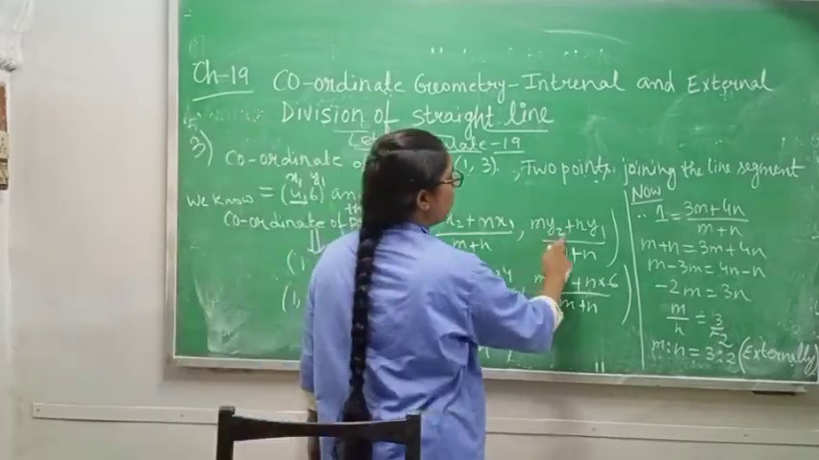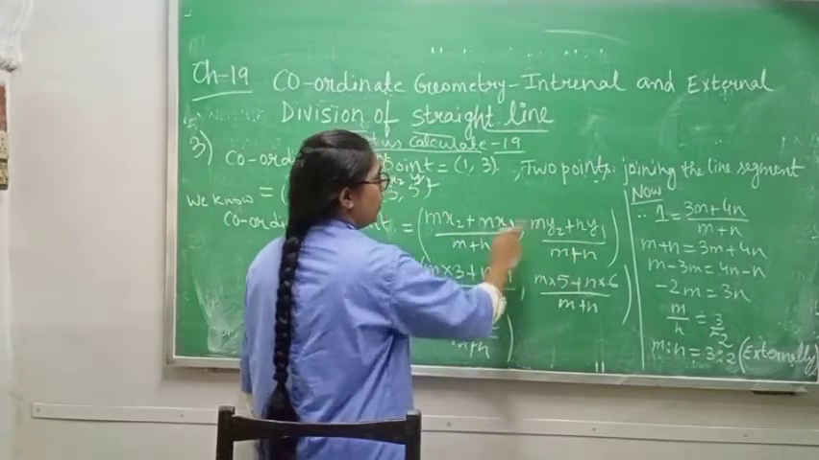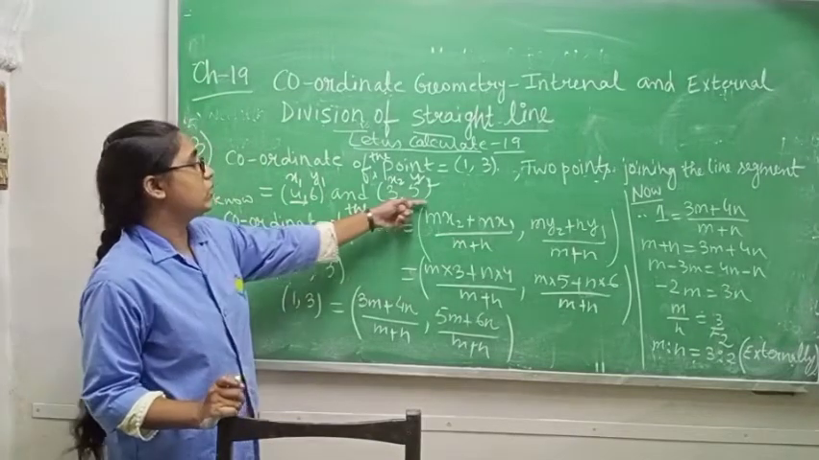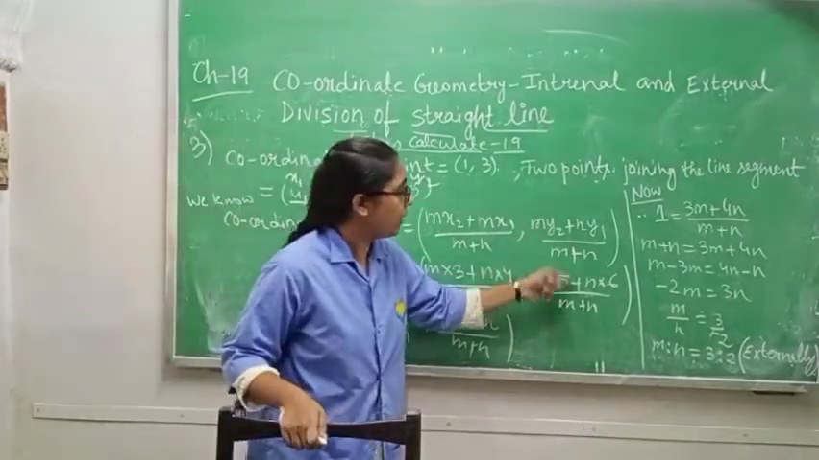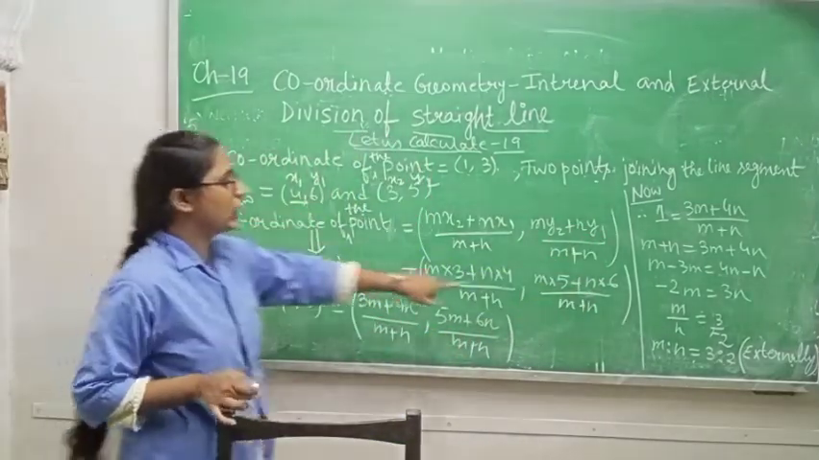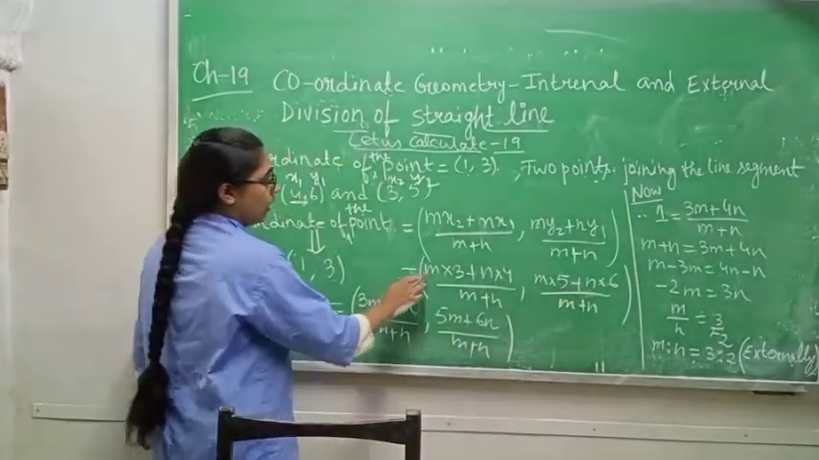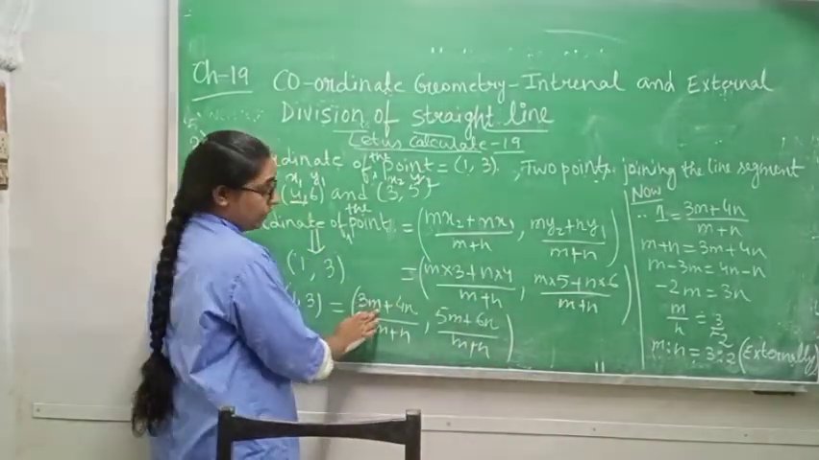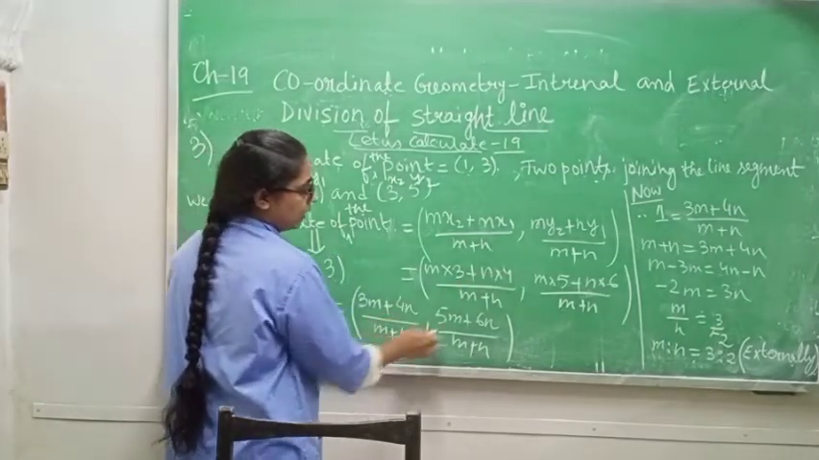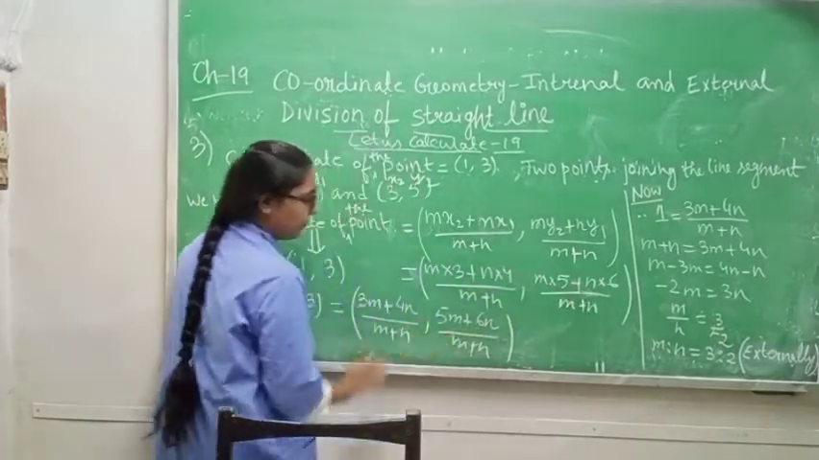Now m y2 plus n y1 by m plus n. M you will write as it is, then the y2 value. Which one is the y2 value? y2, this one, 5. So you will write 5 here. Plus n y1. y1 value is 6. So you will write 6 here. By m plus n you will write as it is. Understood? Now m into 3 means 3 into m, 3m. n into 4 will give you 4n by m plus n. 5 into m, 5m plus 6 into n, 6n by m plus n.